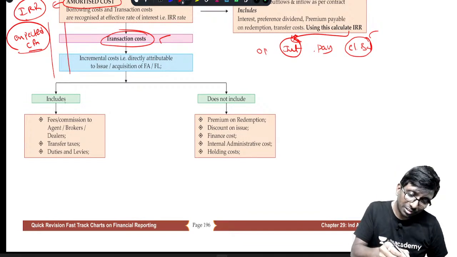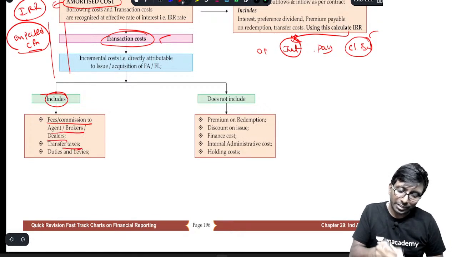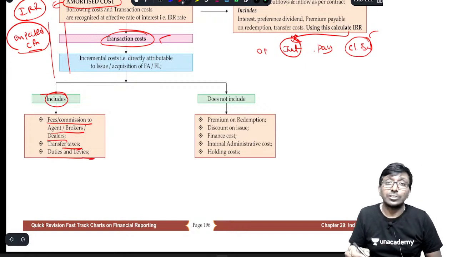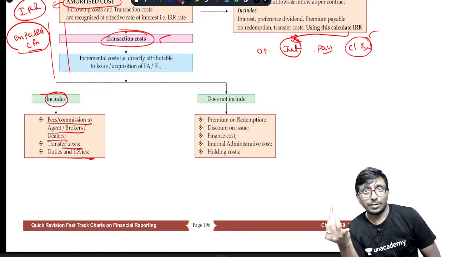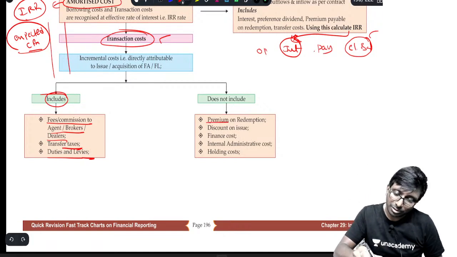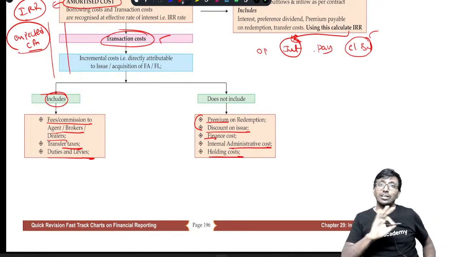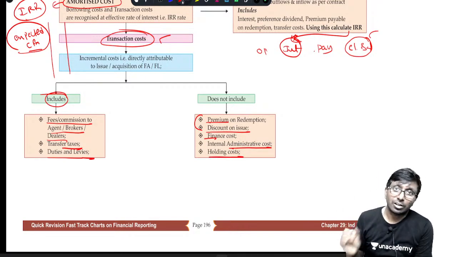What all do transaction costs include? Transaction costs include fees, commission, agent, brokerage, dealer, transfer, any taxes, any duties or levies, any professional fees. All these things are part and parcel, but it does not include the discount at the time of issue, premium on redemption, interest cost, internal administration cost or any holding cost. These are all not called transaction costs.